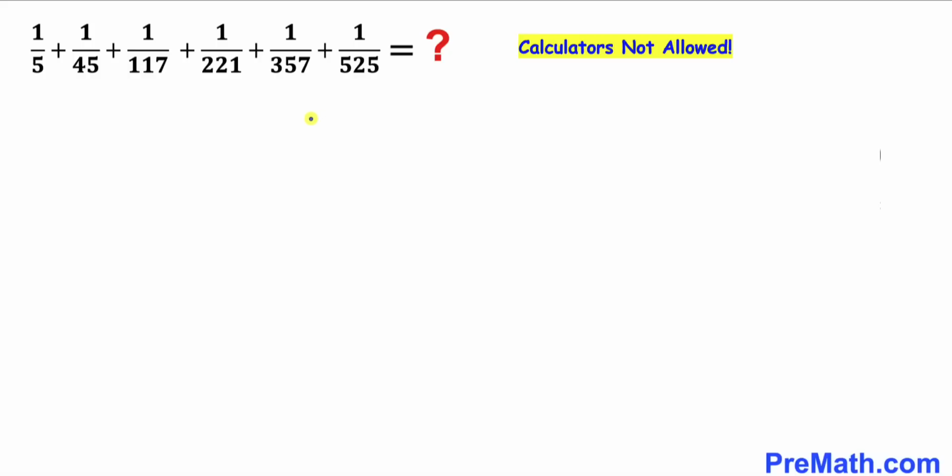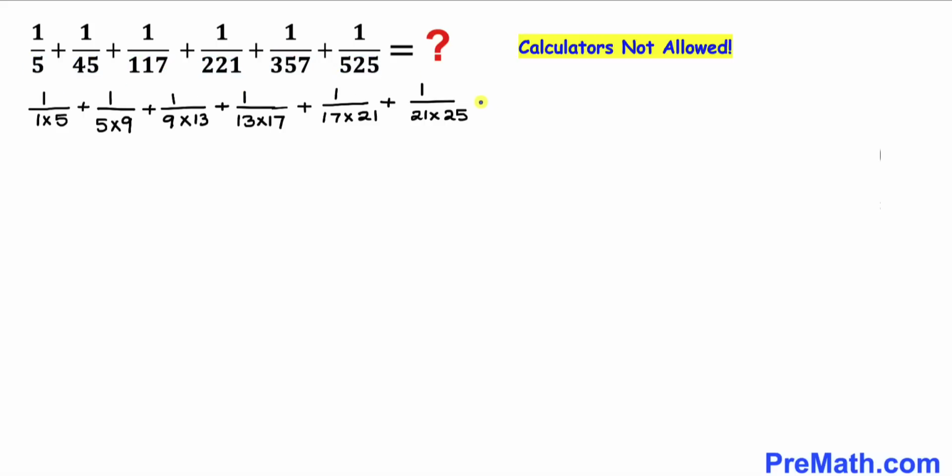And here's the very first thing we are going to do. Let me go ahead and tweak these fractions. This 5 could be written as 1 times 5. Likewise, this 45 could be written as 5 times 9. And this next 117 could be written as 9 times 13. This 221 could be written as 13 times 17. And this 357 could be written as 17 times 21. And finally, this 525 could be written as 21 times 25, as you can see in this next step.